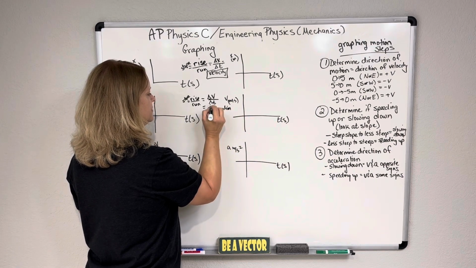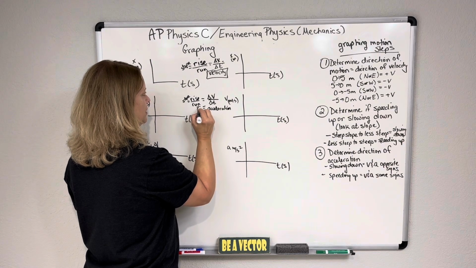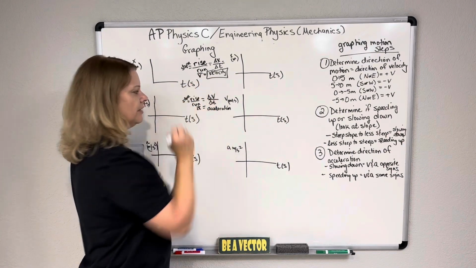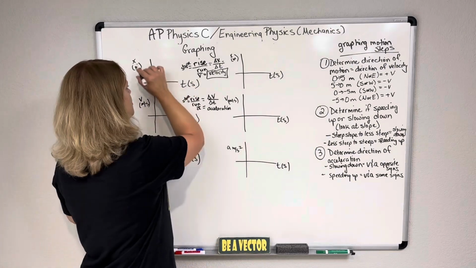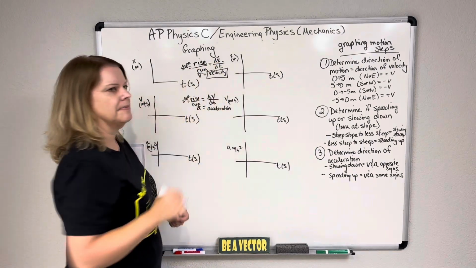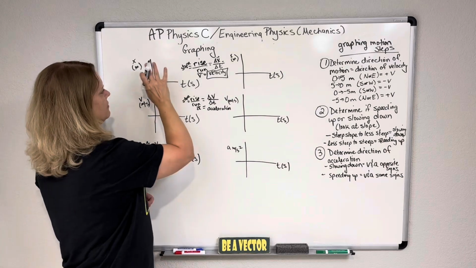These are vectors. They have both magnitude and direction. I'm going to put an A here and a V here. They are vectors. They have both magnitude and direction. Your displacement has magnitude and direction. All right, so let's just get started.